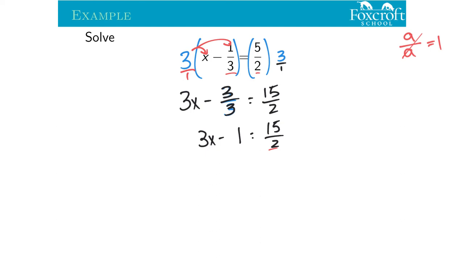Now we can get rid of that 1 fraction doing the same thing. We're going to take everything and multiply it by 2. Remember that 2 is just 2 over 1, so this is going to give me 6x minus 2 equals 15. 15 times 2 is 30, divided by 2 is 15. So basically these 2's are canceling out, and I just get that 15.